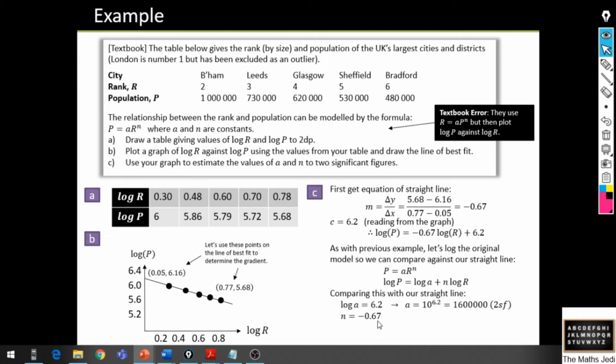And then you have to interpret what these values mean. We knew that log a would be the intercept point here. That means that 10 to the power of 6.2 is this outcome. That's what they're doing here. So 1,600,000, and then n would be the gradient in this case, so n is minus 0.67.